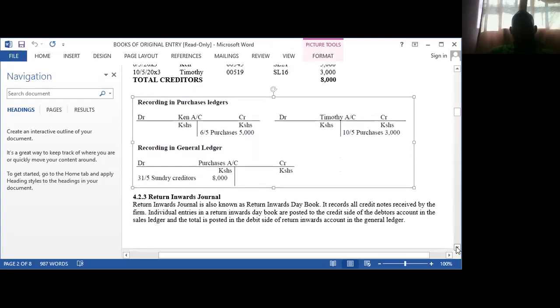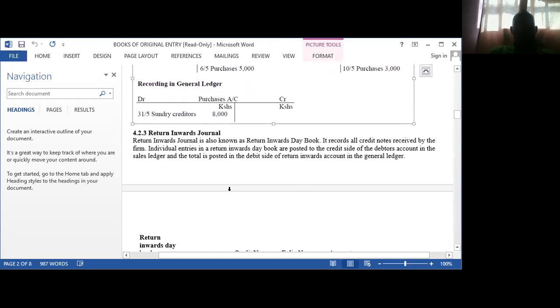Then another journal or book of original entries is known as the return inwards, also known as the sales returns. The sales returns are normally the sales that were made and the customers returned those particular goods to us. So those goods that were sold maybe to Jessica and others appearing here, you might find that those customers, because of one reason or another, might return them. The moment they return those goods, they are normally issued with credit notes. So when it comes to returns, their source document is normally credit notes.